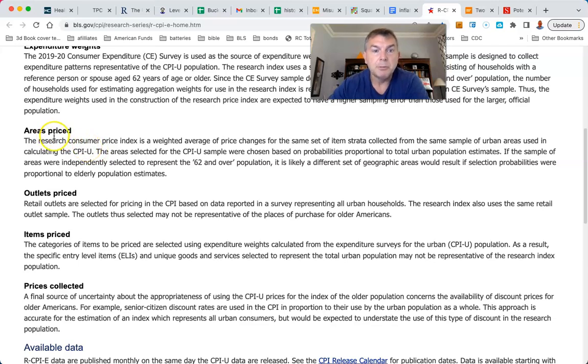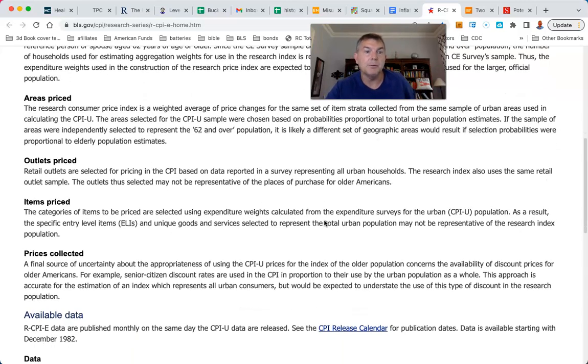Another limitation: the research consumer price index is a weighted average of price changes for the same set of item strata collected for the same sample of urban areas used in calculating the CPI-U. The areas selected were chosen based on probabilities proportional to total urban populations. If the sample areas were independently selected to represent older people, it is likely a different set of geographic areas would result. So basically, more older people live in Maine than in Georgia, for instance, and that would be reflected differently in the CPI-E as opposed to the CPI-U.